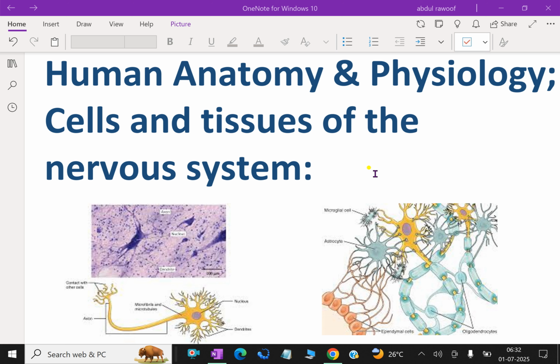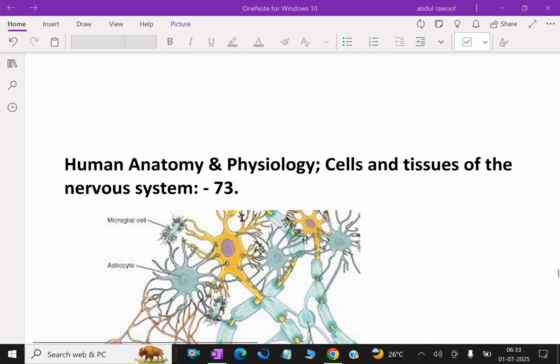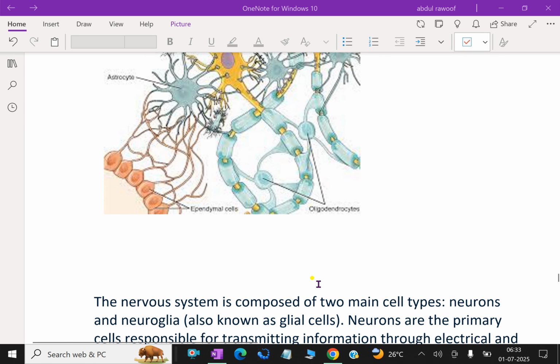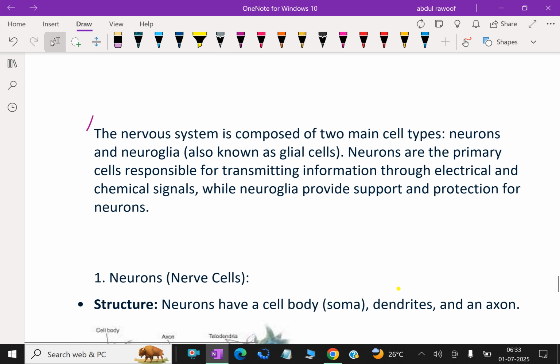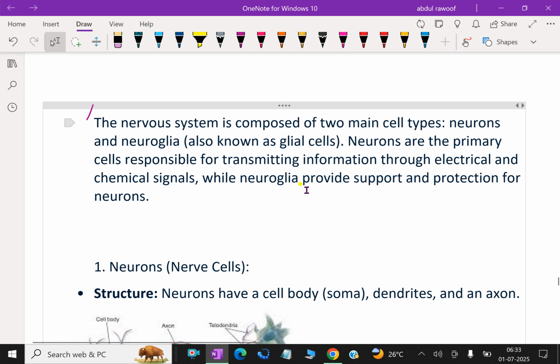Now we'll discuss in further detail the cells and tissues of the nervous system. The nervous system is composed of two main cell types, neurons and neuroglia, also known as glial cells. Neurons are the primary cells responsible for transmitting information through electrical and chemical signals, while neuroglia provide support and protection for neurons.